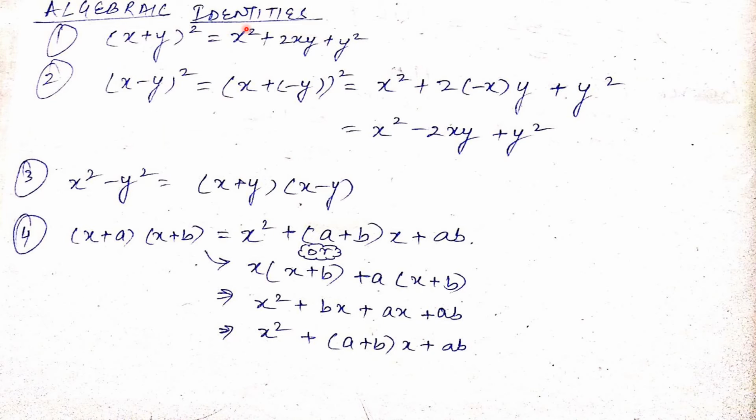Algebraic identities is the new topic. In the last class, we learned 4 formulas which we used to expand and for factorization also, if you remember. In this class also, we will use these only. Apart from these, we will have 5-6 more formulas that we will use to expand as well as to factorize.